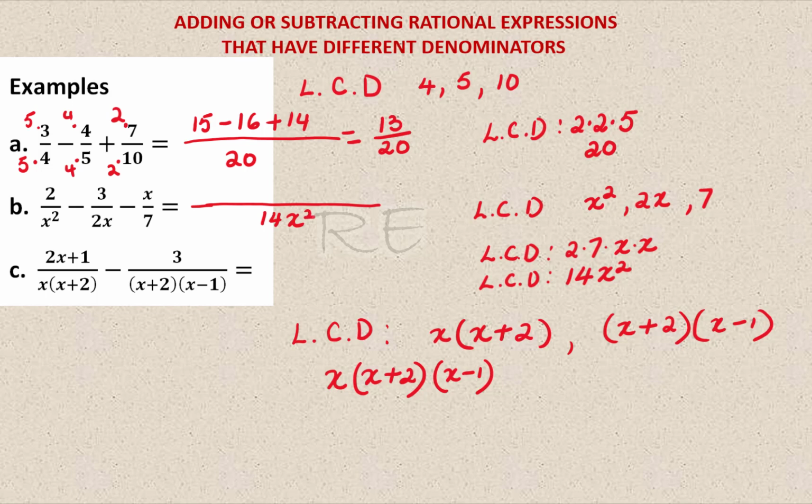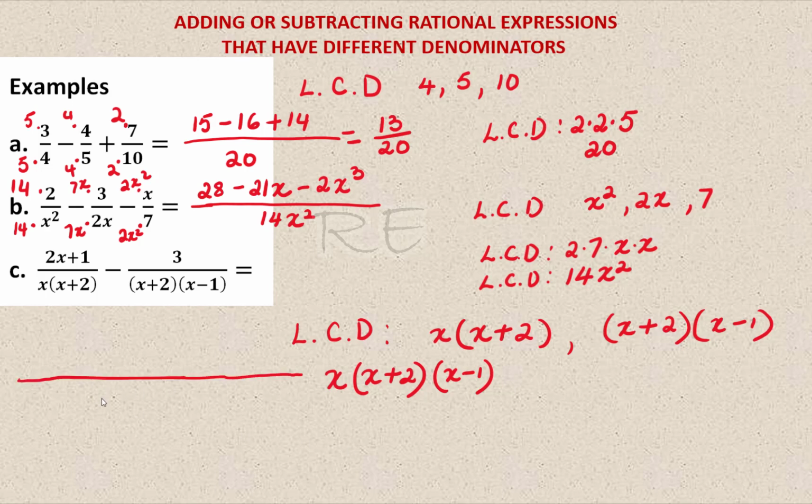For B, the least common denominator is 14x squared. We're going to multiply the first fraction by 14 over 14. We get 28. The second fraction by 7x over 7x. We get negative 21x. And the third fraction by 2x squared over 2x squared. And we get negative 2x cubed. And we're done.